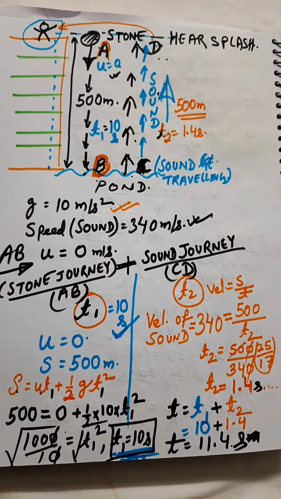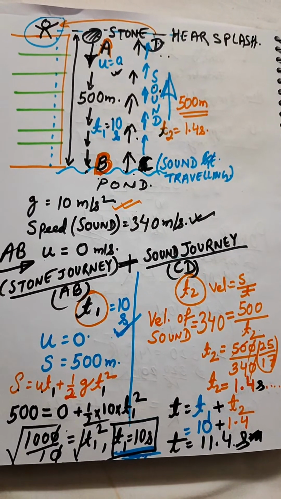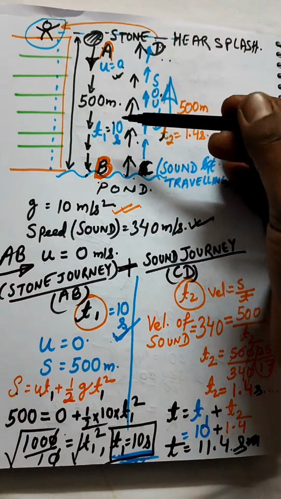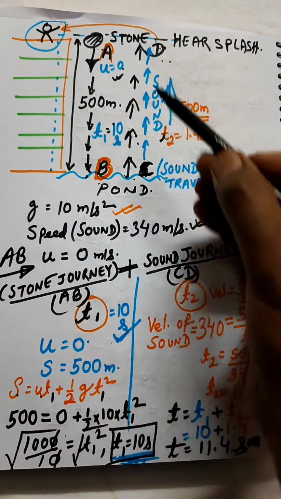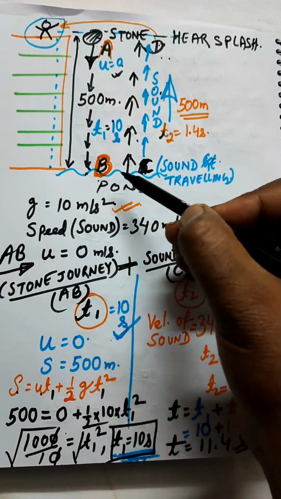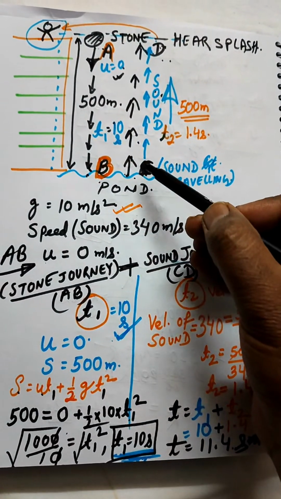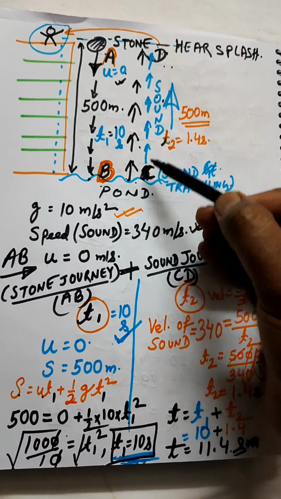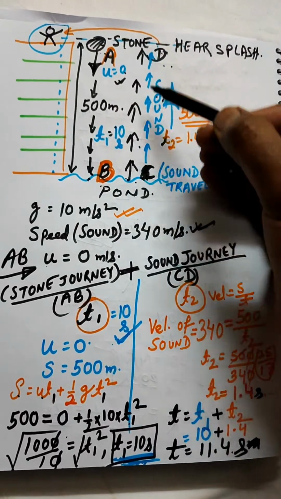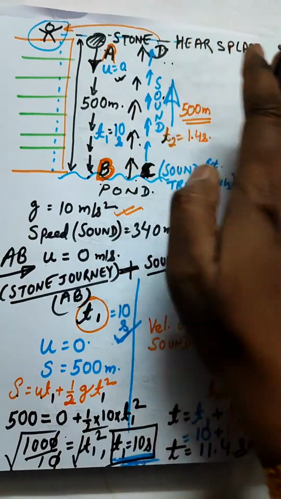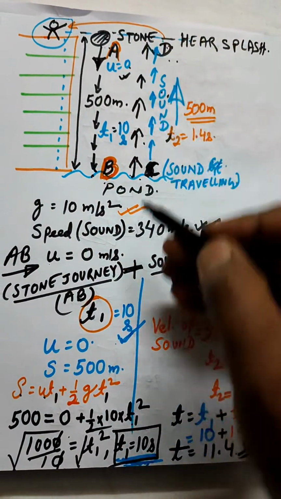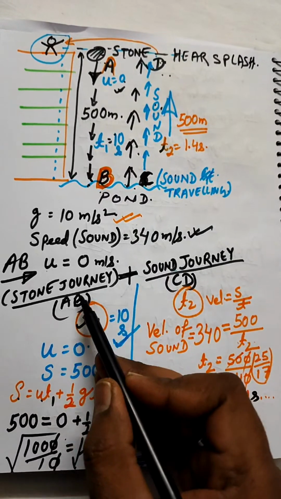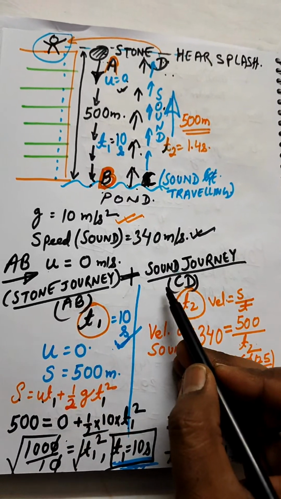Should I explain it again? Quickly revising in 10 seconds. A stone is dropped. So a stone journey from A to B. When it strikes the pond, the splash sound is generated. Then the sound journey starts from C, then it reaches D. Why have I taken C and D? Because I am trying to mention it separately so that you will be able to understand. So there are two parts in total: a stone journey, then a sound journey. The stone journey is AB, the sound journey is CD.